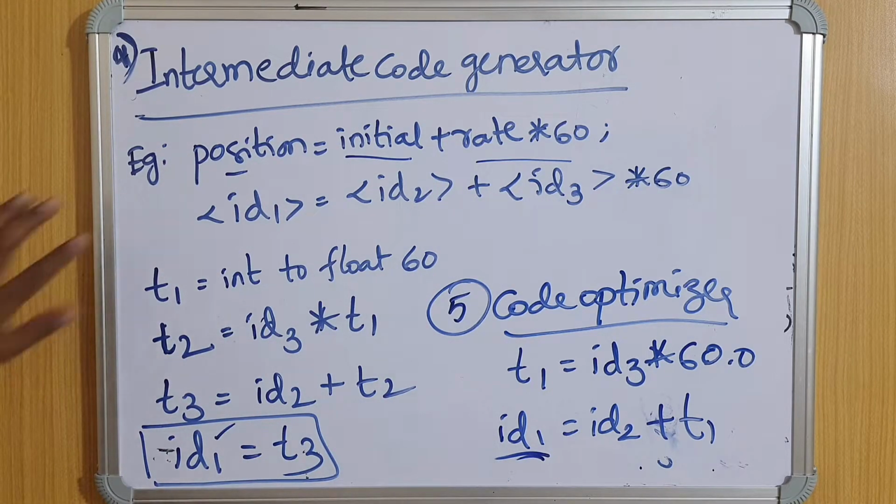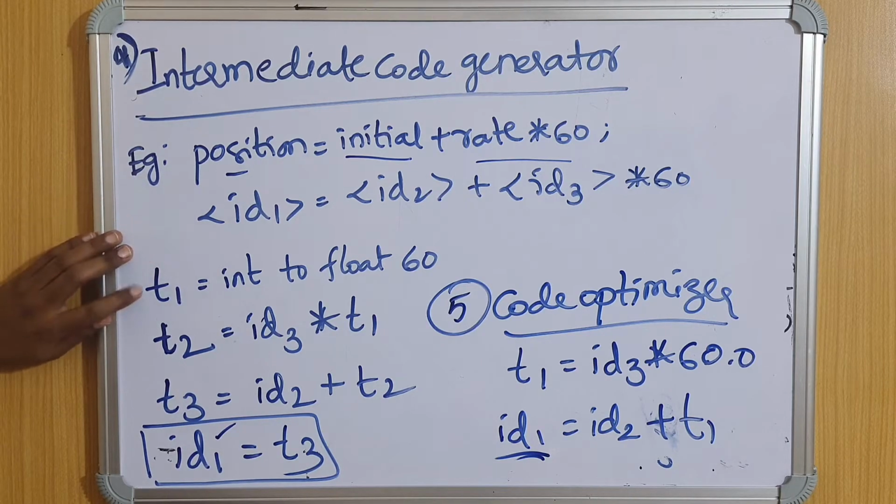id1. See here, how many lines of source code are present here? 1, 2, 3, 4.